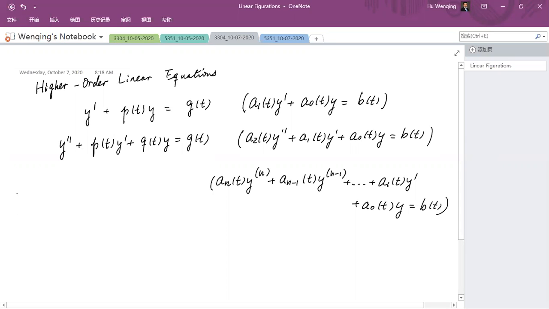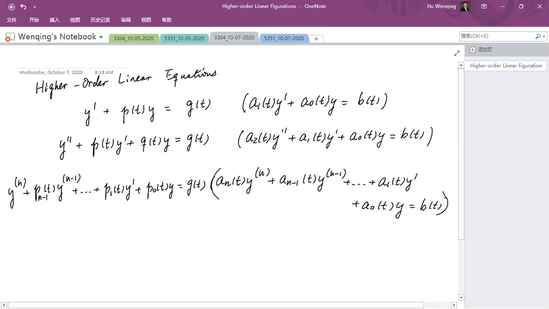But in the standard form, the equation is going to look like y n's derivative plus p n minus 1 of t of y n minus 1's derivative plus dot dot dot plus p1 of t of y prime plus p0 of t of y is equal to g of t. So that's the equation in a standard form, right? By standard form, it means the leading coefficient is equal to 1. So that gives us a general picture of what a higher order linear equation looks like.